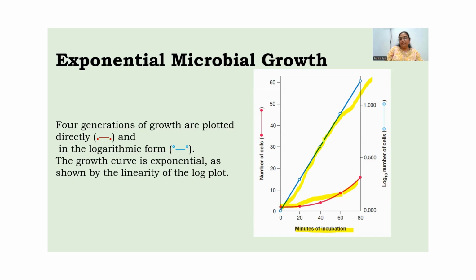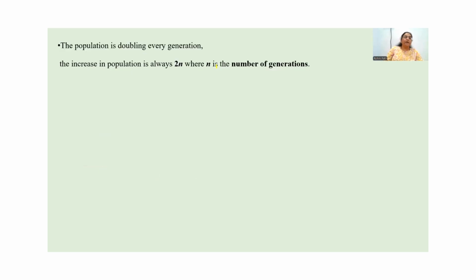Now here there is taking of the 4 generations, and in these 4 generations you can observe that after every particular time interval there is an increase in the cell number and a doubling of the cells. That is, this graph represents exponential microbial growth. From this graph, you can see that the population is doubling every generation. This increase in the population is always 2^n, where n is the number of generations.